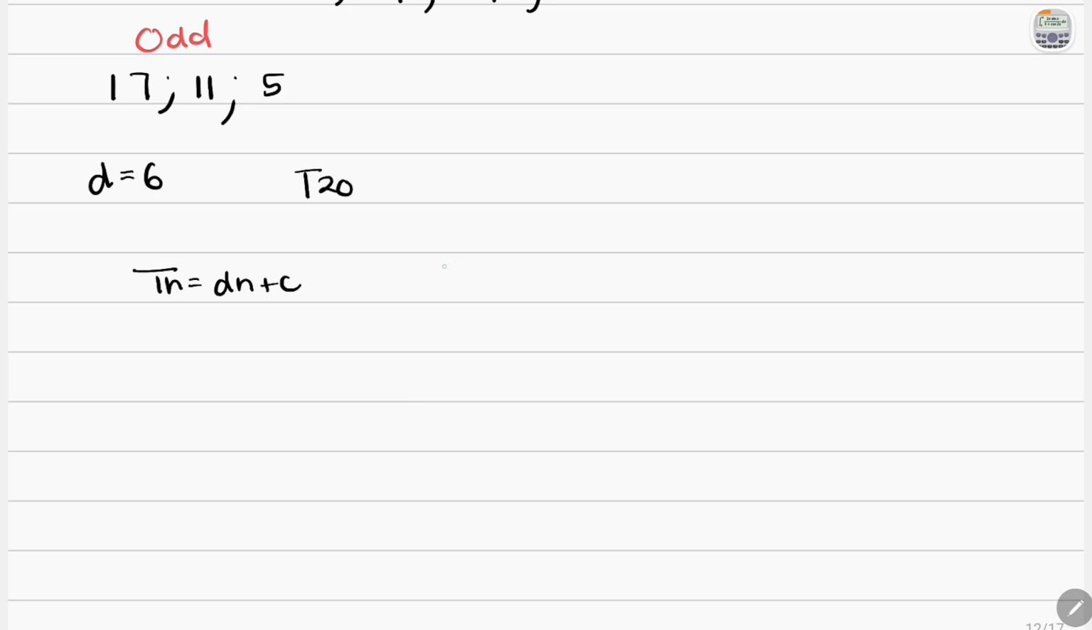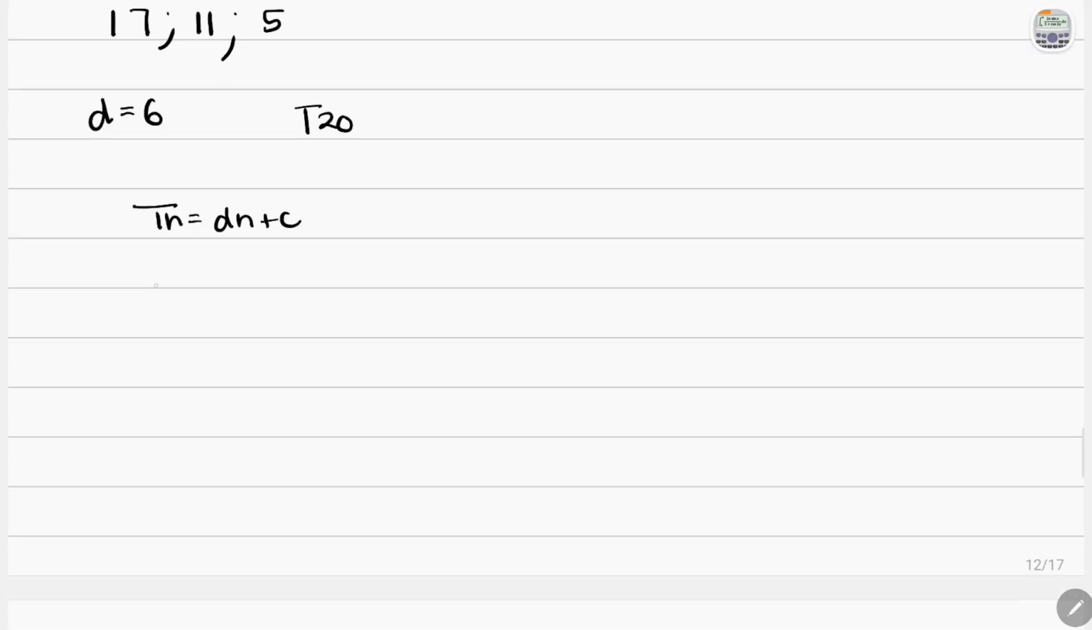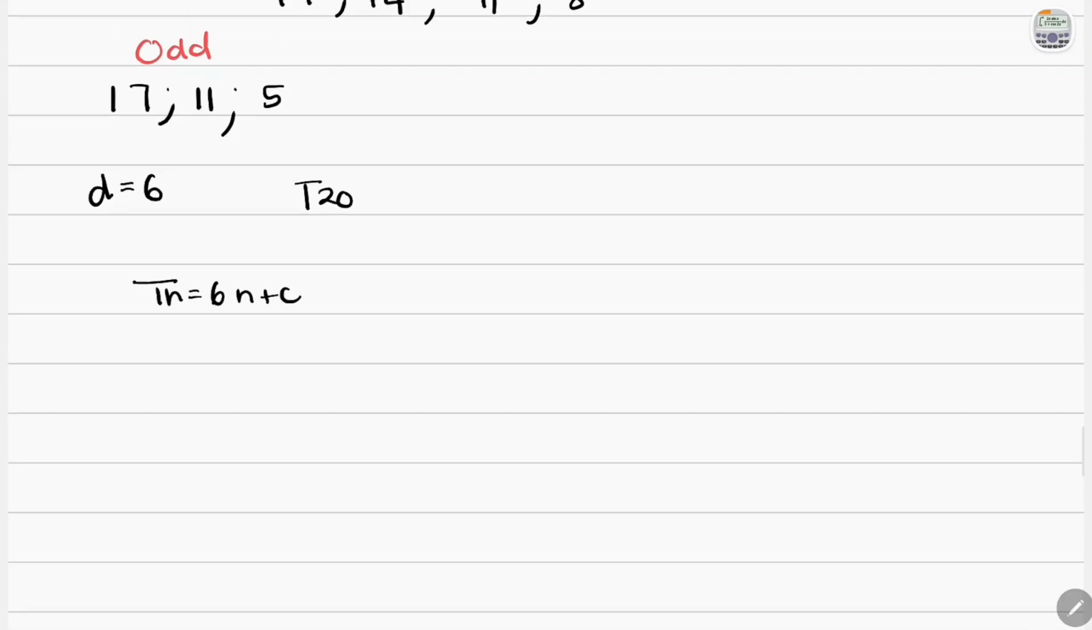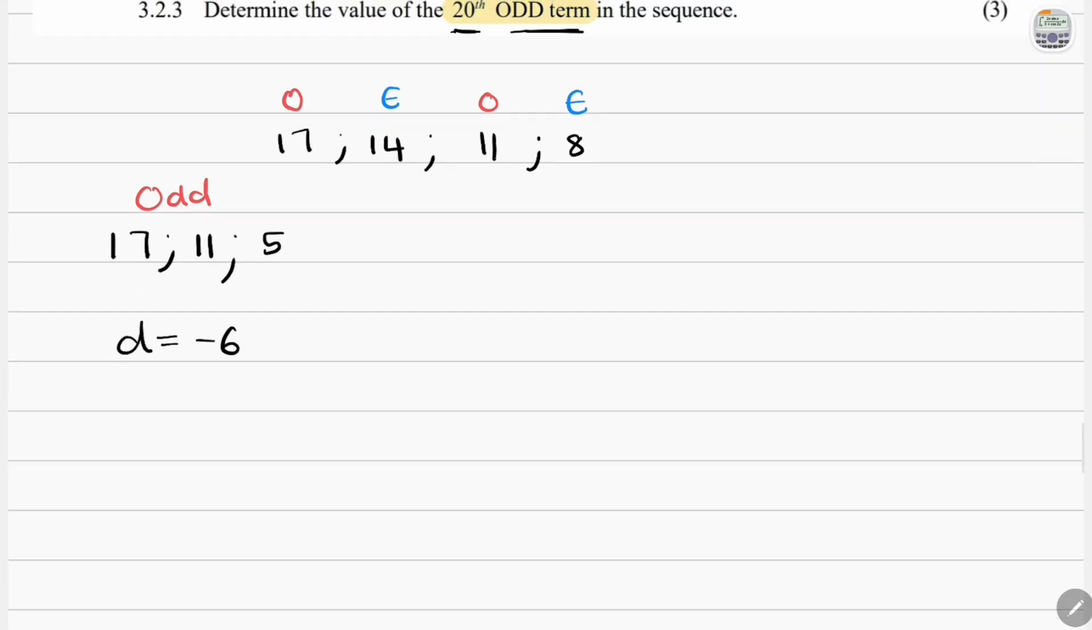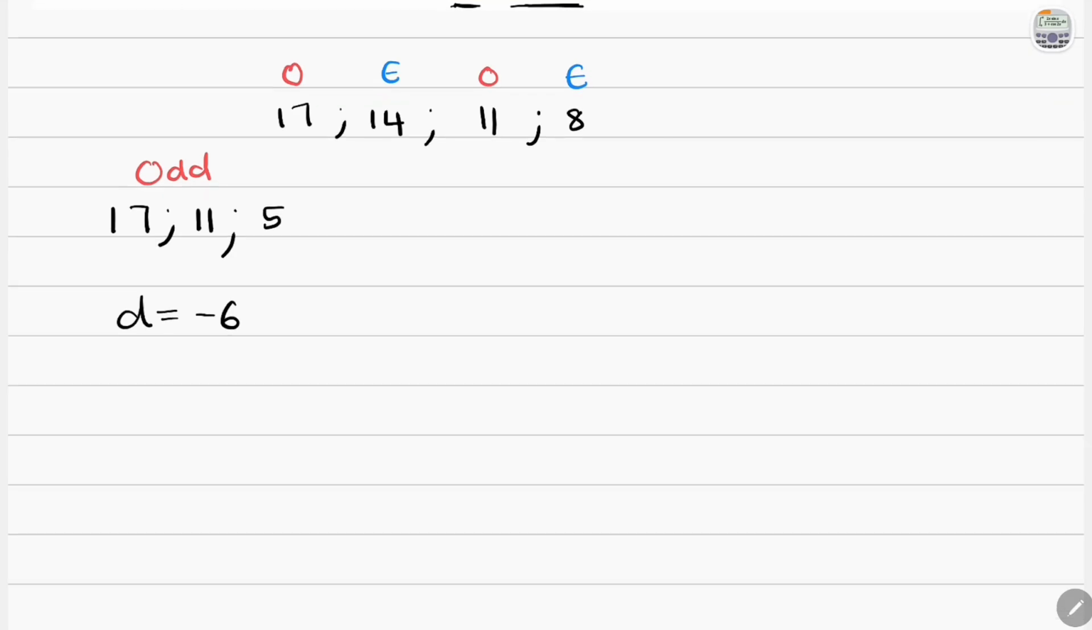But in grade 12, that formula for a linear sequence is simply Tn equals a plus n minus 1 times d, okay? But this is what we have here, and so we'll say Tn equals 6n plus c. Remember, the difference is negative 6. I don't know why I said 6. And now we can finally find the nth term of this.